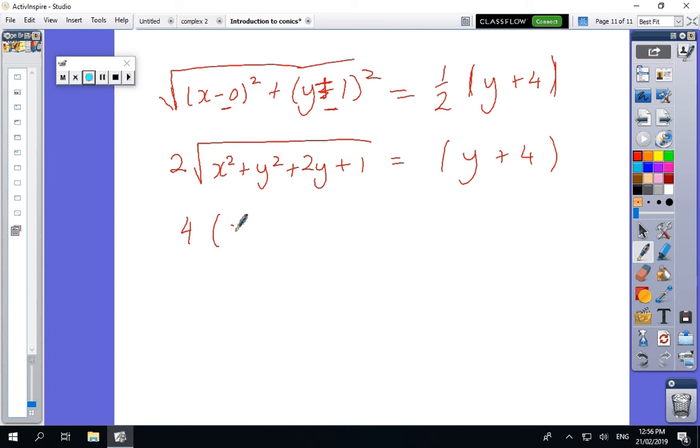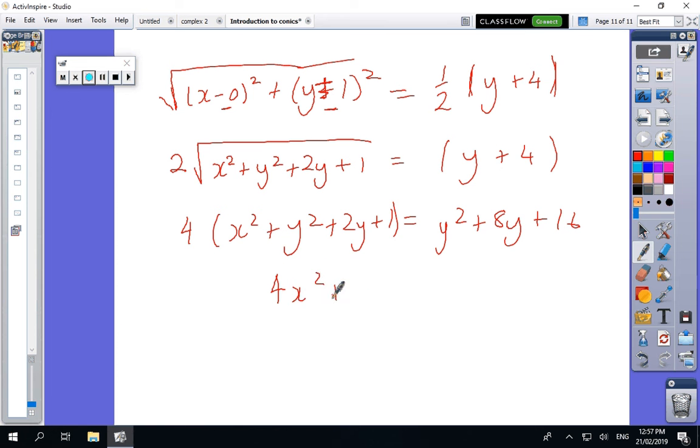So we end up with 4x squared plus y squared plus 2y plus 1, and that equals y squared plus 8y plus 16. We're just going to do a lot of simplifying, and what we get down to, if you would like to pause and simplify that to double check, we get 4x squared plus 3y squared equals 12. But this doesn't look like any of the formulas we've got. So we're going to start to simplify.